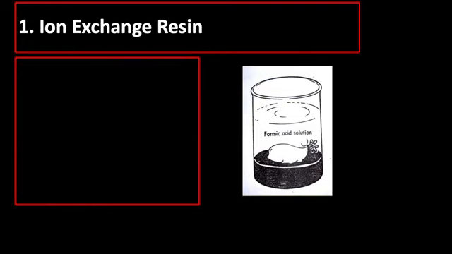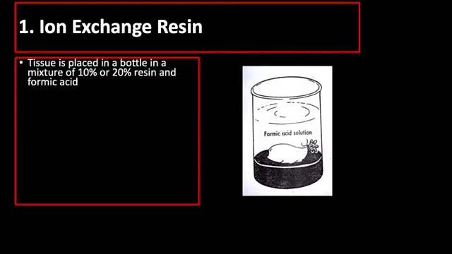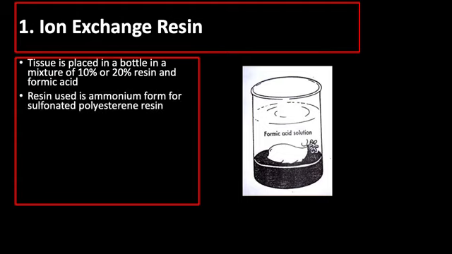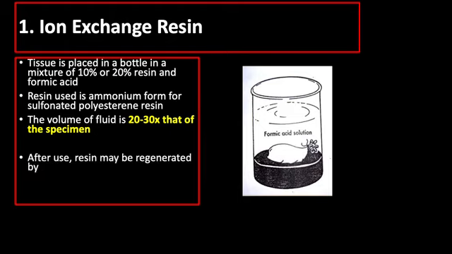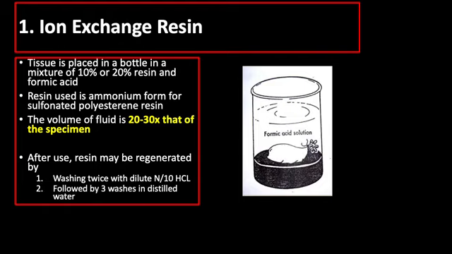So what is the procedure in doing the ion exchange resin? First is the tissue is placed in a bottle in a mixture of 10% or 20% resin and formic acid. Resin used is ammonium form for sulfonated polystyrene resin. And the volume of fluid is 20 to 30 times that of the specimen. After use, resin may be regenerated by washing twice with dilute 10 normal hydrochloric acid followed by 3 washes in distilled water.